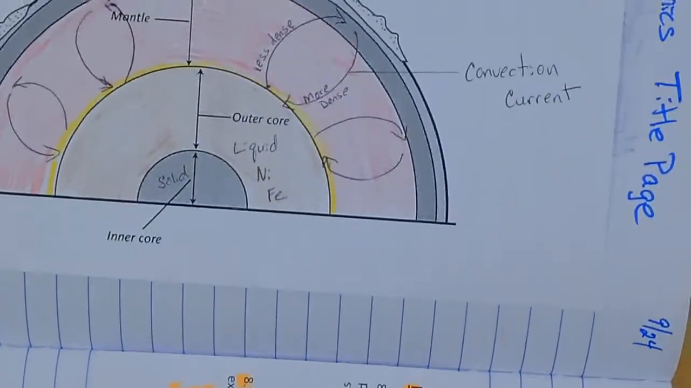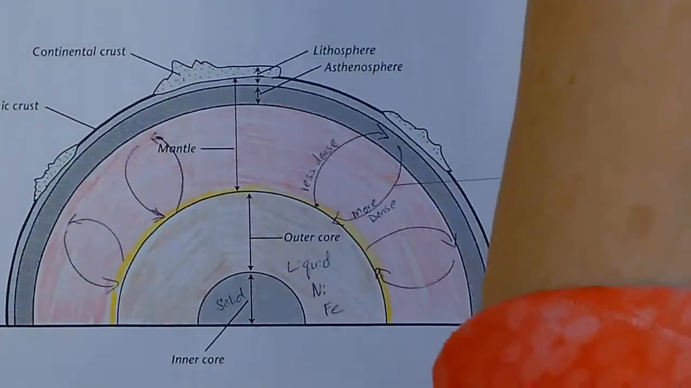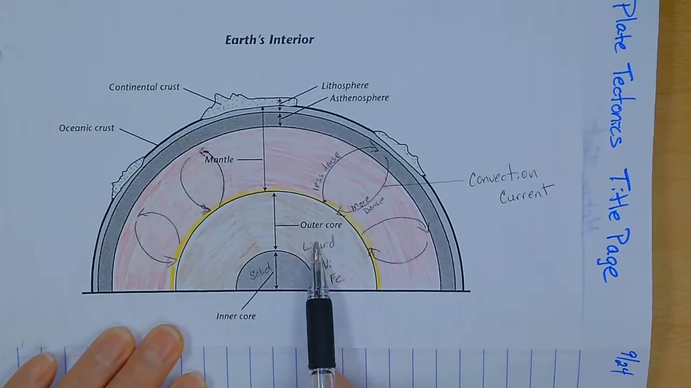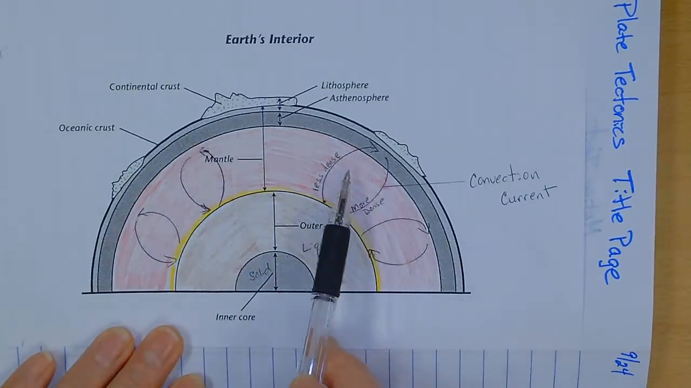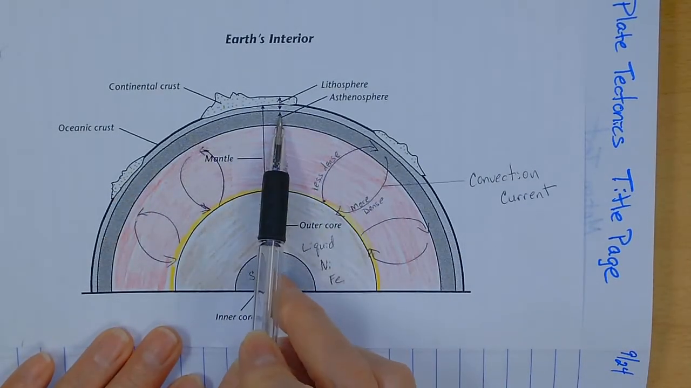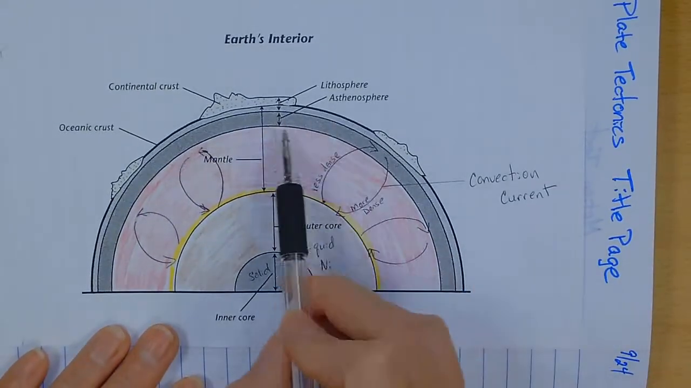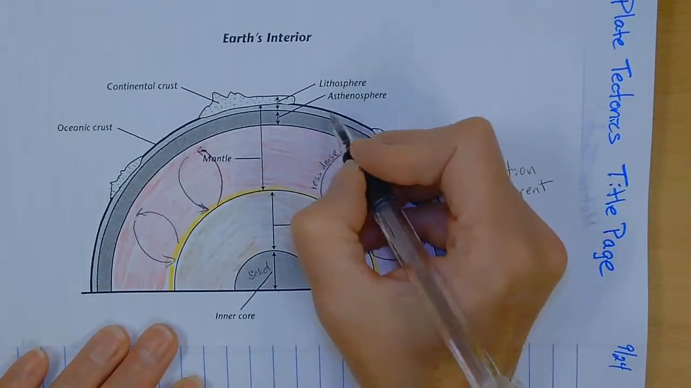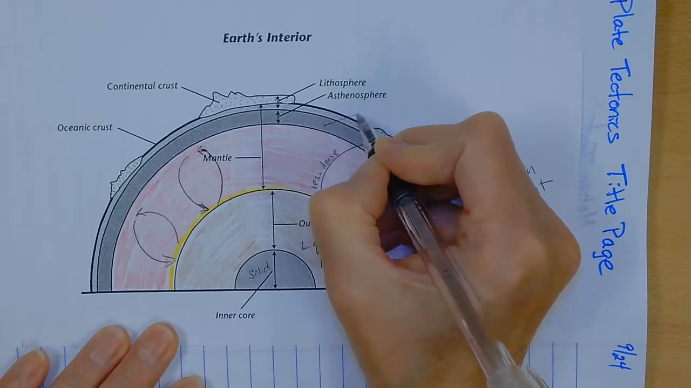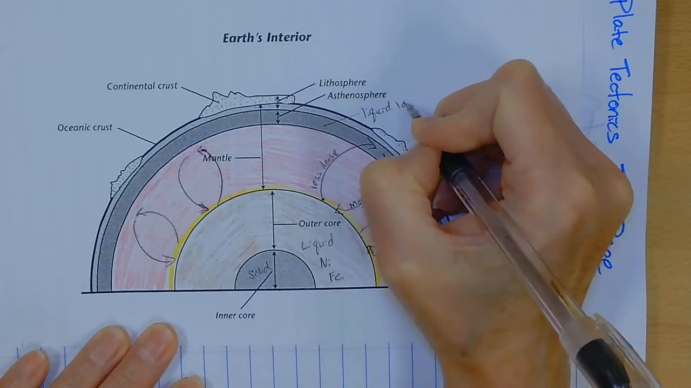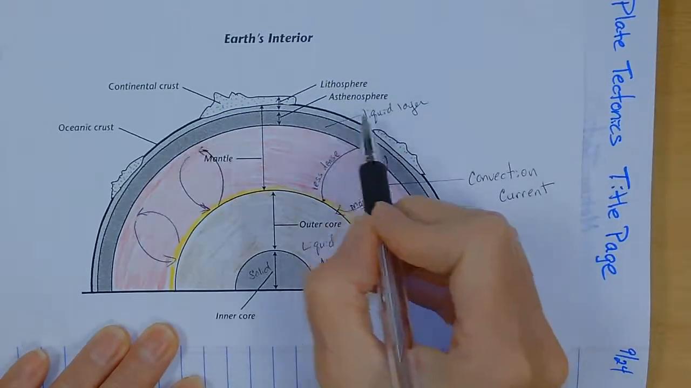So I'll shrink this a little bit. So we have our inner core, our outer core. This is the mantle, and the mantle actually goes up. The asthenosphere and the lithosphere are part of the upper parts of the mantle. The asthenosphere, it is a liquid layer of rock. So your asthenosphere is your liquid layer of rock. Okay, that's what asthenosphere means.